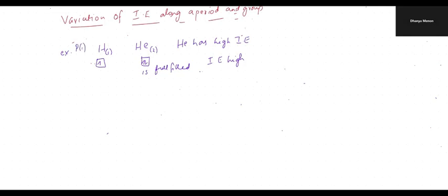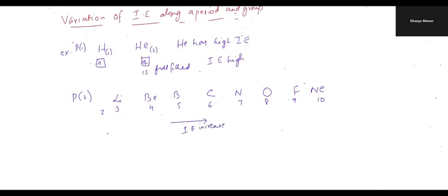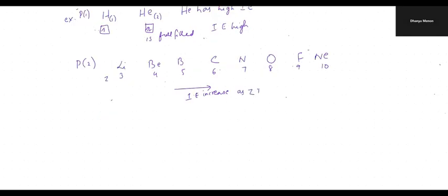Now coming to period 2, I have lithium, beryllium, boron. Some discrepancies you will be seeing in some of them. Carbon, nitrogen, oxygen, fluorine, neon. So the atomic numbers are 3, 4, 5, 6, 7, 8, 9, and 10. What is the expected ionization energy from left to right? Ionization energy increases, right? That is the general trend, because as Z increases, ionization energy also increases. This is the expected.